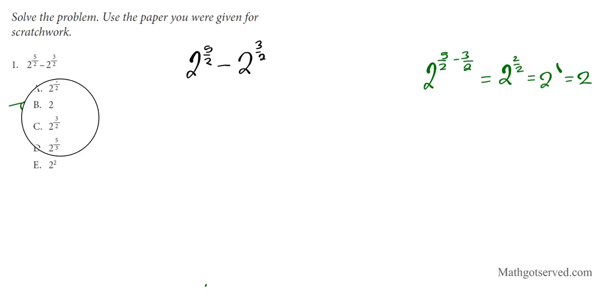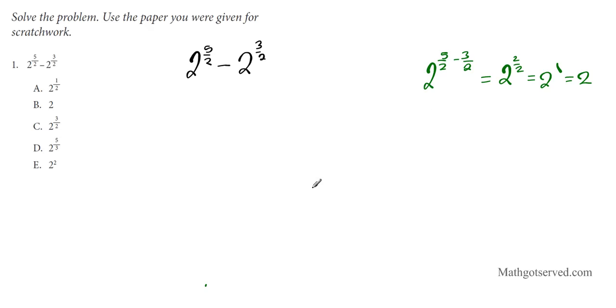Now, looking at this question, some people might be tempted to carry out the following procedure. They might say, oh, wait a minute. The fractional exponents have the same denominator. Since we're subtracting, why don't we just go 5 over 2 minus 3 over 2 equals 2 to the 2 over 2, which is 2 to the 1, which is 2. Voila, answer is B. Well, that is absolutely wrong, okay?